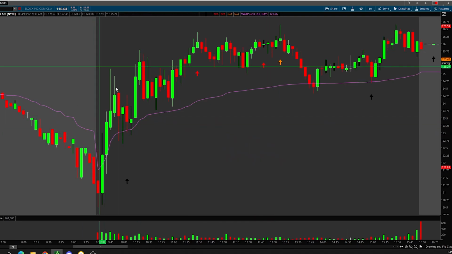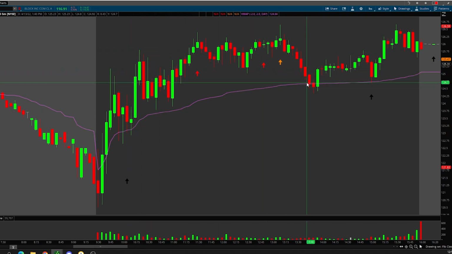So what if we're talking about the upside? If we're looking at SQ on the 5-minute time frame, it's the same exact thing. It had this nice shot to the upside, followed by a bull flag, and it came back to the VWAP once, twice, 3, 4 times before SQ continued going back up in price.